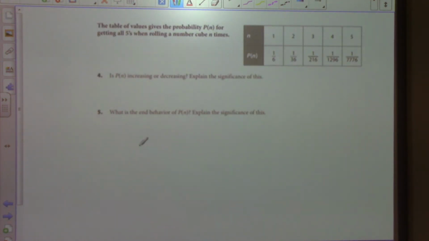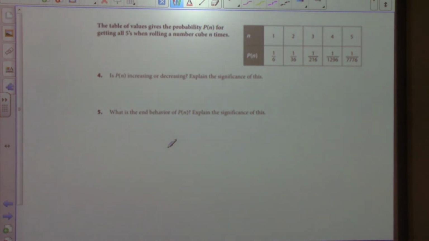All right. Next, the table of values gives a probability P of n. Again, that's the same notation as before, right? Remember I had V of t? Well, here we have P of n and n. And so you have a table there, and then you have the question: is P of n increasing or decreasing?